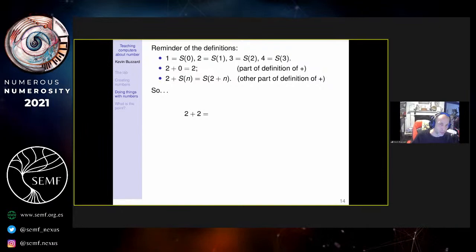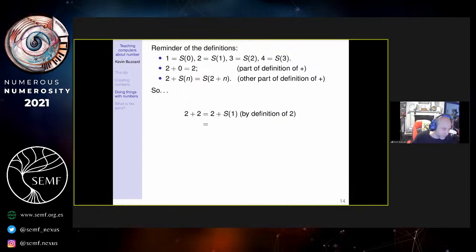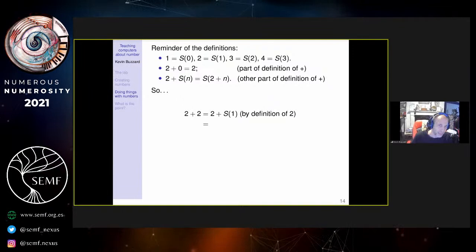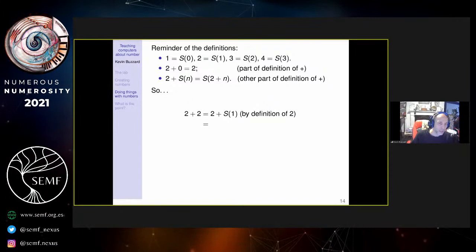So what's 2 add 2? What does that mean? Well, Lean knows what 2 add the number after something is. And 2 is the number after 1. So 2 add 2 is 2 add the number after 1 by definition of 2. You see, we're in a very strange state. We don't normally see maths in this state. We've got a few numbers defined. We've got addition defined. But to actually do things with addition, we're going to have to work this stuff out ourselves. We haven't done things like column addition, and we're in a very primitive state here.